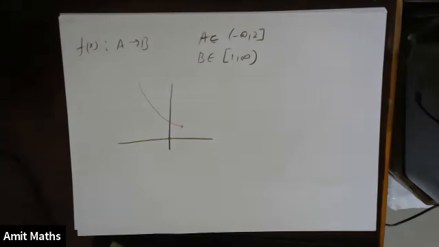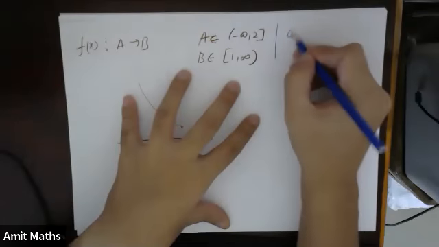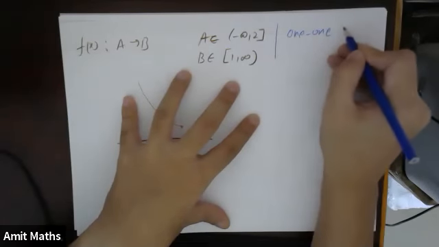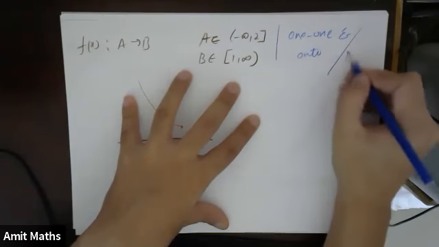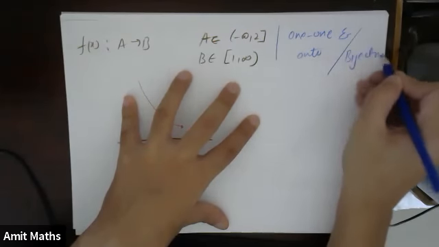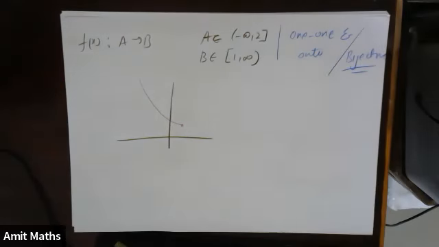Now we know that it is one-one and onto, or bijective. Now this is in our mind that it is bijective in nature. Now we have to find the inverse of this function. And how do we find the inverse of this function? We have written y in terms of x. Now we'll write x in terms of y.